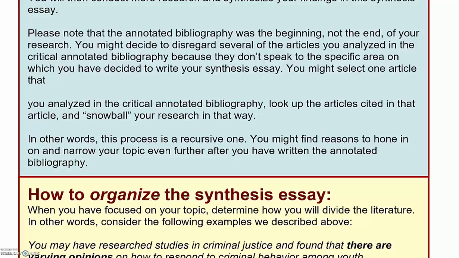You might decide to disregard several of the articles you analyzed in the critical annotated bibliography because they don't speak to the specific area on which you have decided to write your synthesis essay. You might select one article that you analyzed in the critical annotated bibliography, look up the articles in that article, and snowball your research that way. In other words, this process is a recursive one. You might find reasons to hone in on and narrow your topic even further after you have written the annotated bibliography. How to organize the synthesis essay.